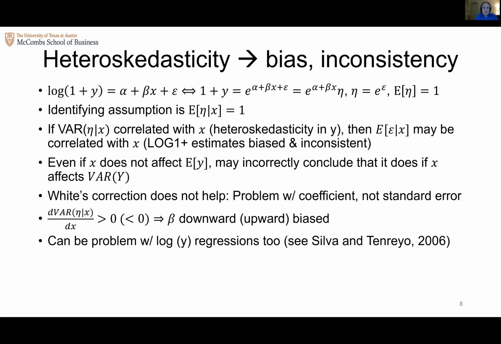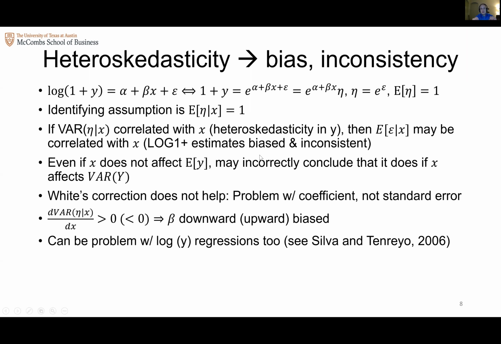So think about the following. If we're estimating this regression, the log of 1 + y on covariates, then we can just exponentiate. So we can write 1 + y is equal to the exponential of alpha plus beta x plus epsilon. And that means that this error term is effectively multiplicative. So this eta is equal to e to the epsilon, and we'll generally assume that the expected value of eta is equal to 1, so that the expected value of whatever is on the left-hand side is equal to the exponential of alpha plus beta x. That's the interpretation we would like to be able to get to.